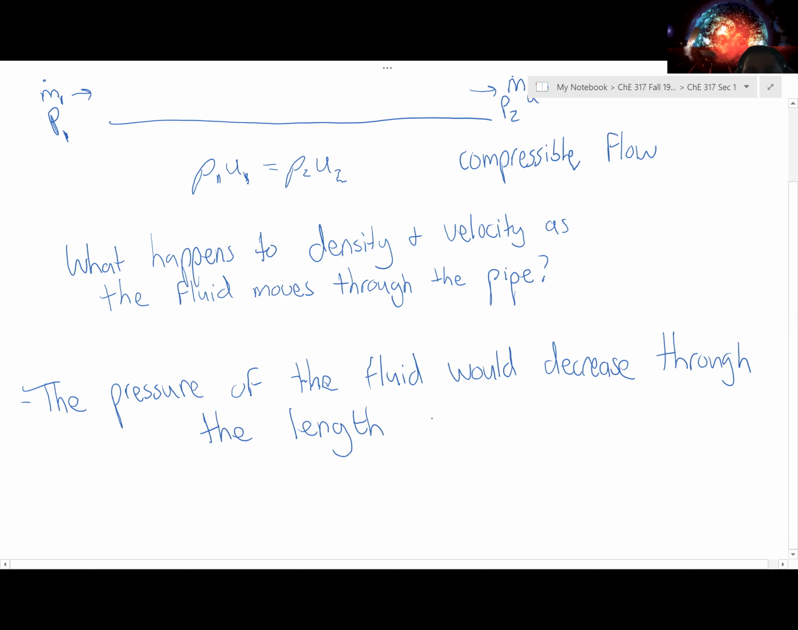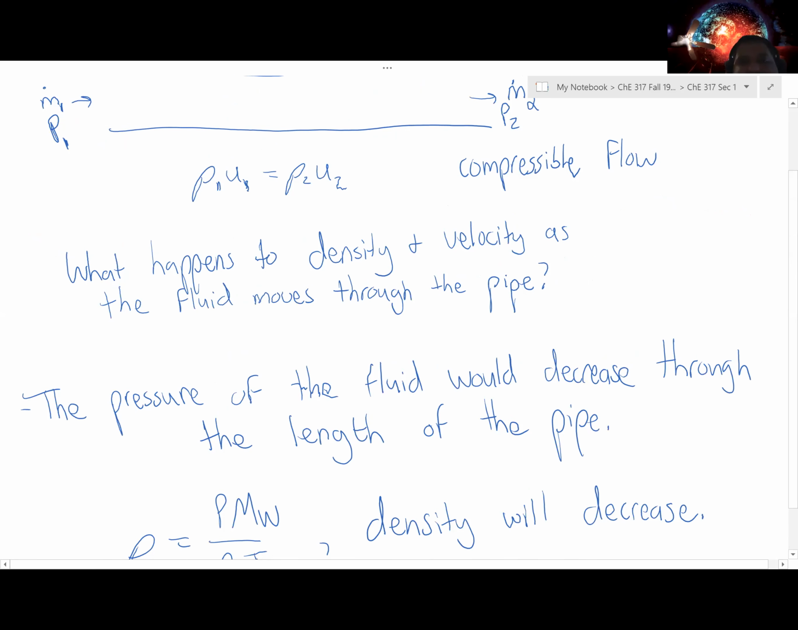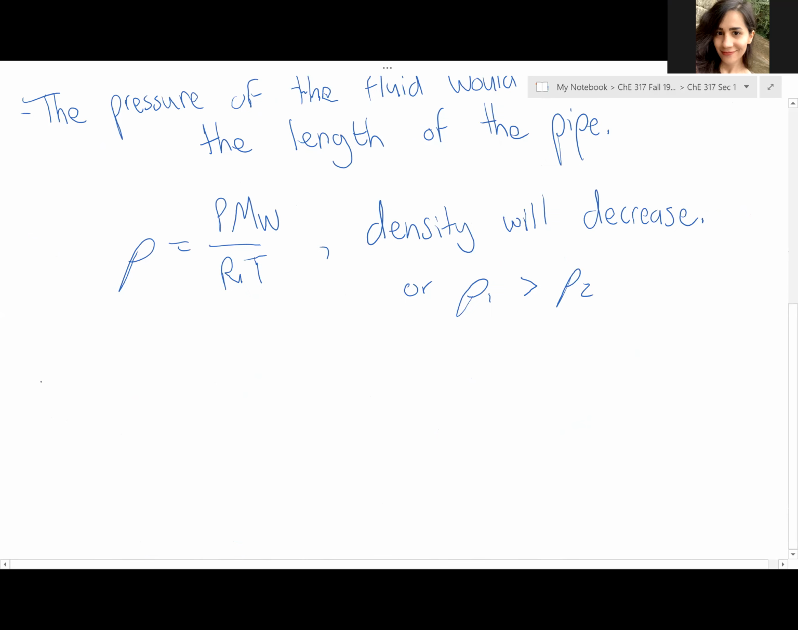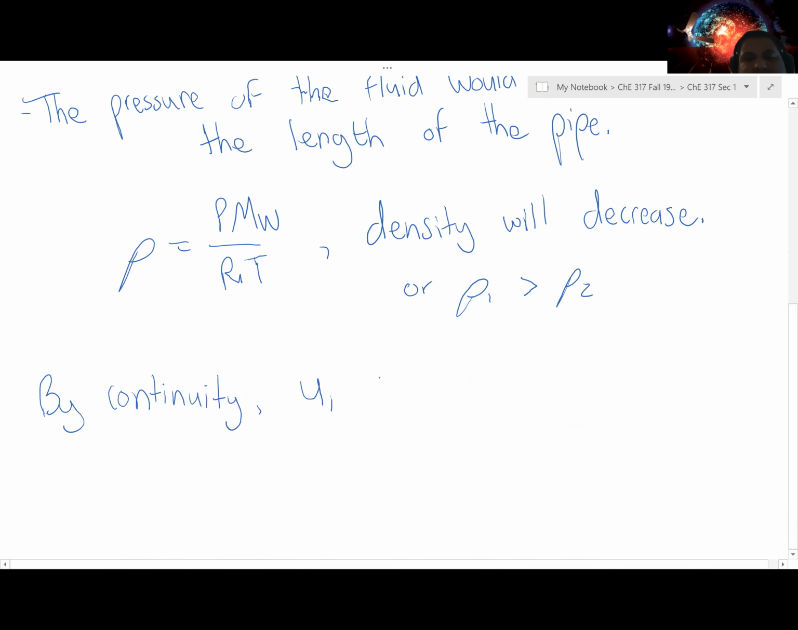Or rho 1 is going to be greater than rho 2. So if the initial density is going to be higher than the final density, or the density at point 2, that means by the continuity equation, U1 will then be less than U2, or the velocity of the fluid increases.